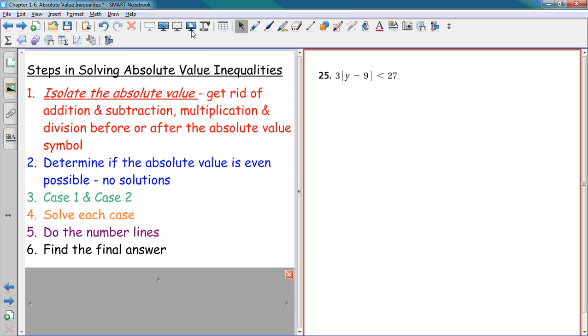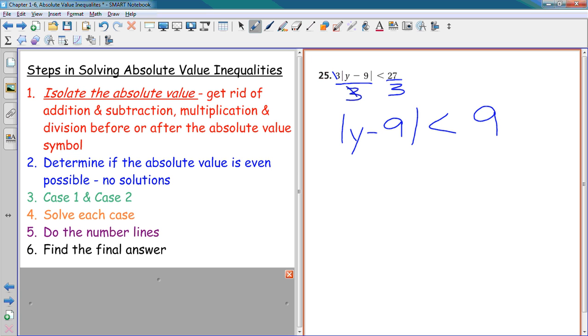Since we're dividing by a positive number, we do not need to switch the sign. So let's divide both sides by 3. We have the absolute value of y minus 9 is less than 27 divided by 3, which is 9. Now, determine if the absolute value is even possible. Is there a chance there's no solution? No, there's no chance because this is a positive number.